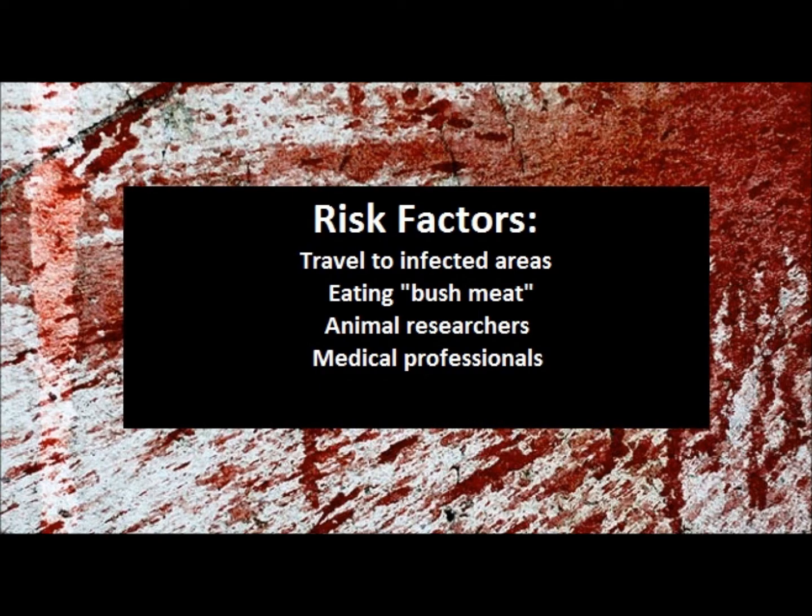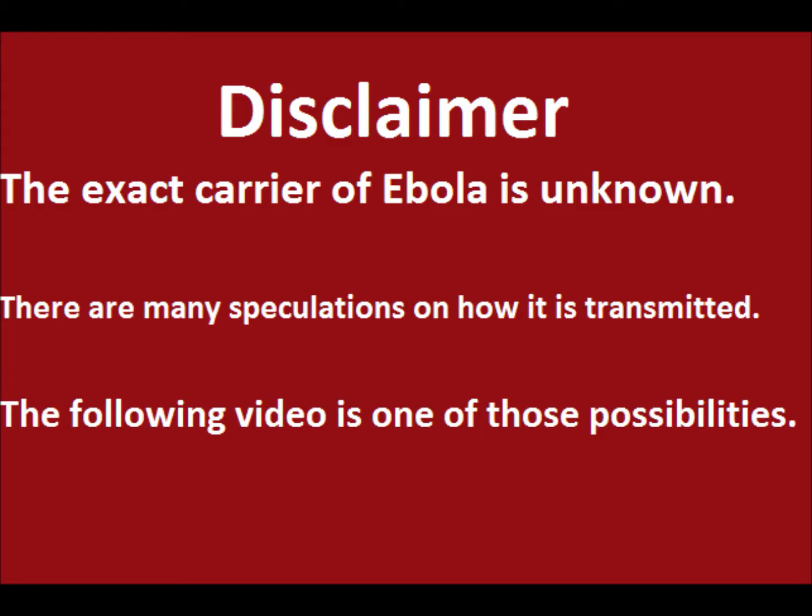Those at risk for contracting the Ebola virus are people who travel to infected areas, specifically Zaire and Sudan. If you do travel to an infected area, be sure to avoid eating bushmeat, which are monkeys and fruit bats. People who conduct animal research are at an increased risk of becoming infected with the Ebola virus. Medical professionals are also at risk of contracting the virus. There have been no known cases of the Ebola virus infecting and killing humans in the United States.